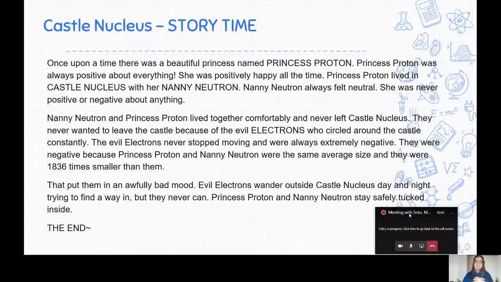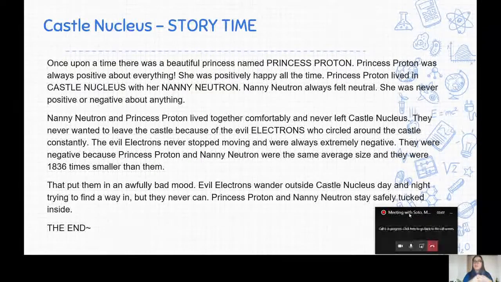So here's the story. Basically, Castle Nucleus is a story of a princess, Princess Proton, who lives inside this castle, right? And she has a nanny called Nanny Neutron. And you can tell by the alliteration, this should help you remember where things are placed in the atom. So Princess Proton and Nanny Neutron live inside Castle Nucleus.